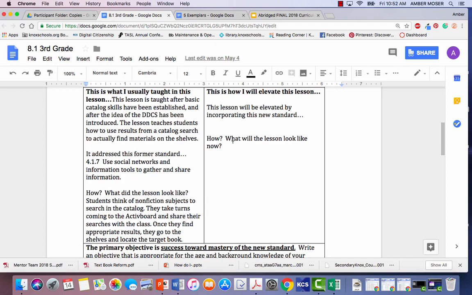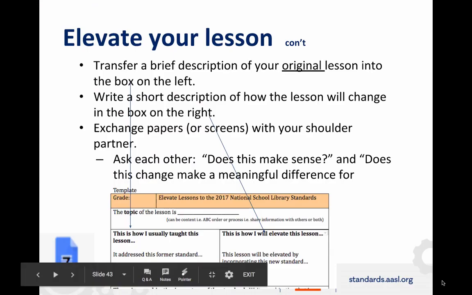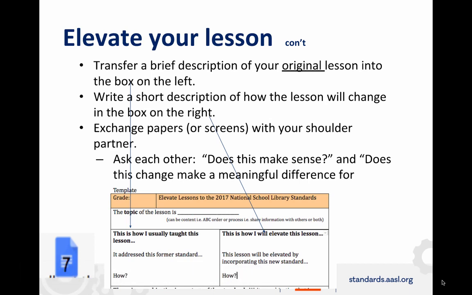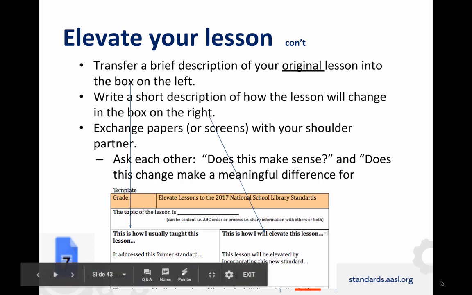I'd like for you to pause the video, and I want you to spend as much time as you need going through at least one, ideally 2 of these, to give you some adequate practice. Okay, now that you've had a little bit of practice with elevating a lesson, I'd like for you to practice elevating one of your own lessons.